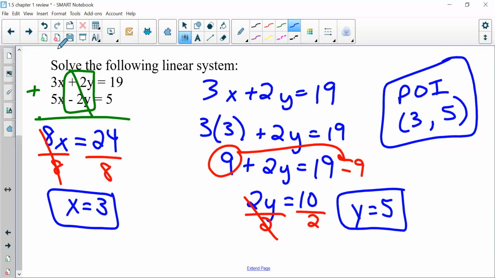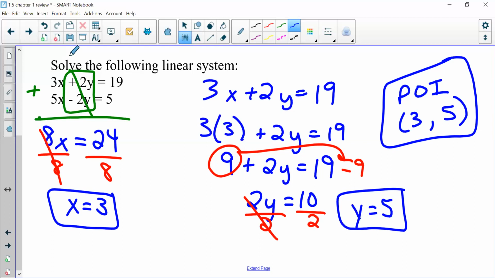A couple things, remember, put them in the same format, make sure they have opposite signs with the same coefficient. You're going to add, remember the phrase to add the opposite, find one variable, plug it in, find your other one. Any questions on this one?